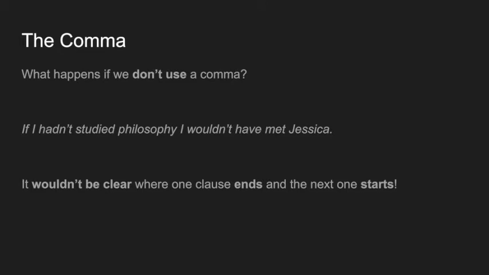Let's talk more about the comma. So what happens if we don't use a comma? Here we have an example. If I hadn't studied philosophy I wouldn't have met Jessica. So in this sentence, it is a little bit confusing. Where is the conditional clause? Where does the conditional clause end and where does the other one start? That is why it's important to use a comma to separate the two clauses.